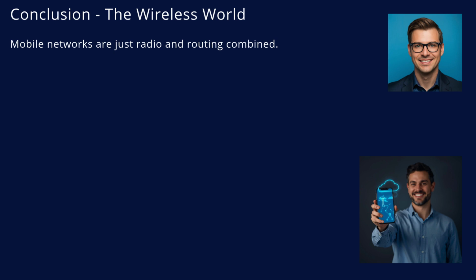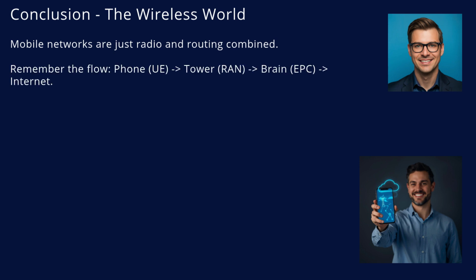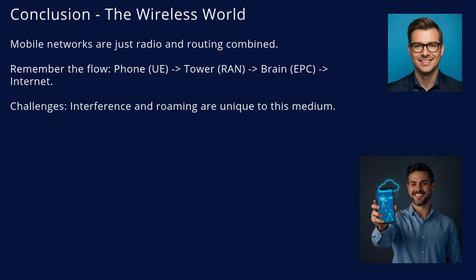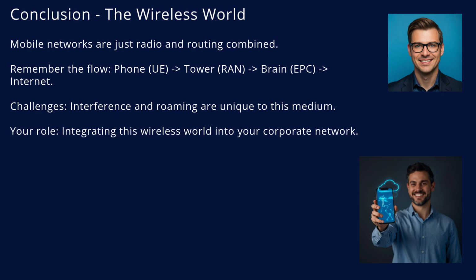To conclude, mobile networks aren't magic. They're just a combination of radio technology, RAN, and smart routing, EPC. Remember the flow: phone to tower, tower to core, core to internet. The challenges of interference and roaming are unique to this medium, and as a modern network engineer, your role is to integrate this wireless world seamlessly into your secure corporate network.